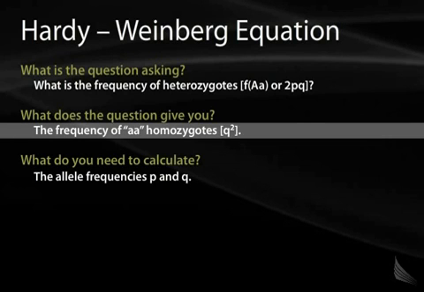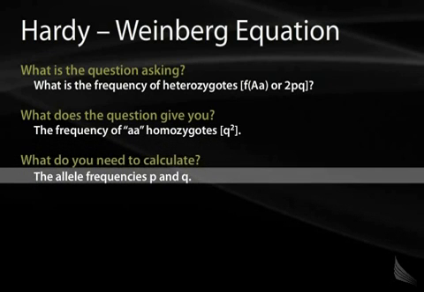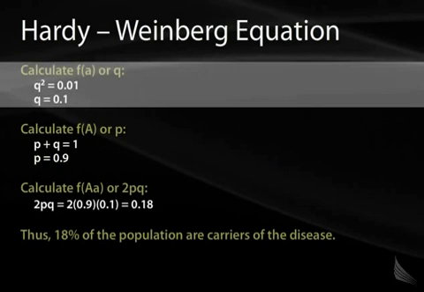So Q squared is what it gives us. So what do we need to calculate? We need to calculate the allele frequencies P and Q. So, just using our numbers here, we know that Q squared equals 0.01, 1% of the population, right? So if Q squared equals 0.01, then Q equals 0.1, just the square root, right?